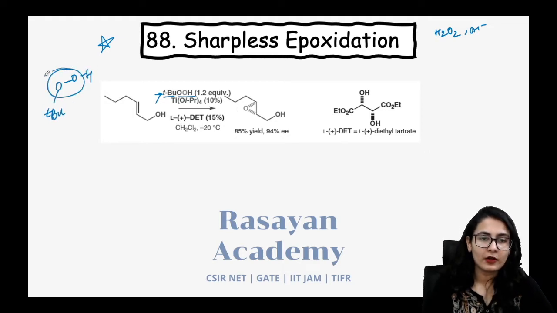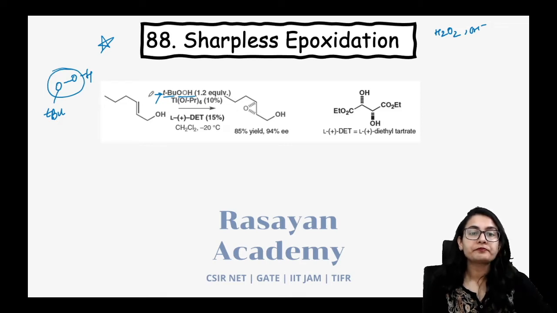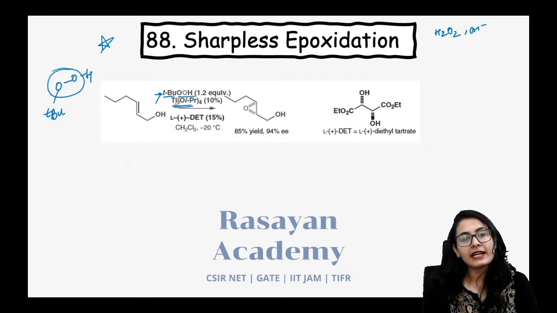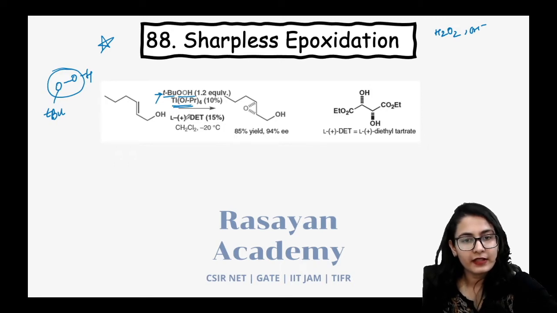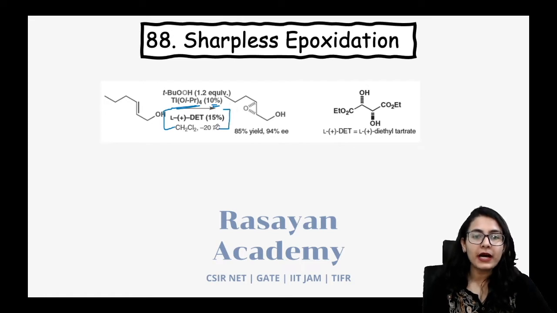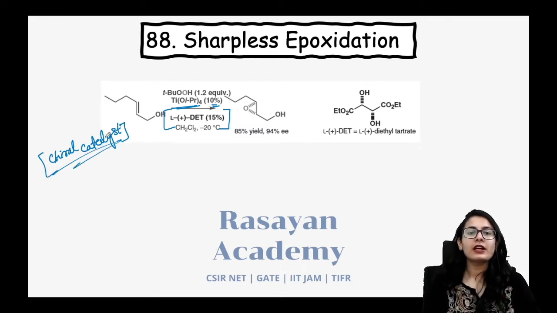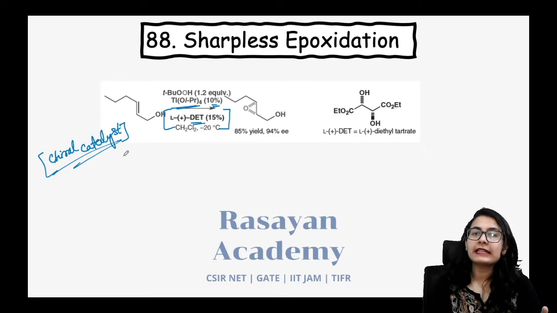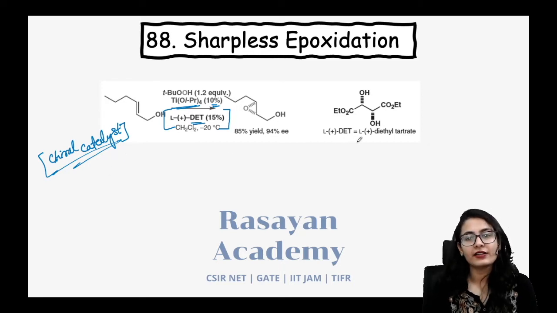Tertiary butyl hydroperoxide, and we are taking a catalyst, a Lewis acid, which is titanium tetraisopropoxide like this, 10%. And the most important part, the star of this reaction, is the chiral catalyst. How is the chiral catalyst being prepared? You have a chiral molecule. What is that molecule? Either you will be given DET, that is diethyl tartrate. Look at this. DET is nothing, guys, but the tartaric acid ester, diethyl tartrate.